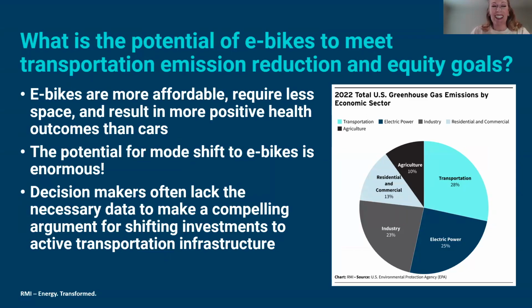Adding to the last slide, when we think about the potential of e-bikes to meet transportation emission reduction and equity goals, they are more affordable, certainly, than owning your own cars. They require less space, and they result in more positive health outcomes, both for the people riding them and for the people that are no longer having to breathe in emissions that are auto-generated. So what we have seen is that there is a huge amount of potential to address equity through this mode. We have also seen that decision makers often need more data in order to make their case for how to think about infrastructure investment and how to promote more active transportation. Next slide, please.